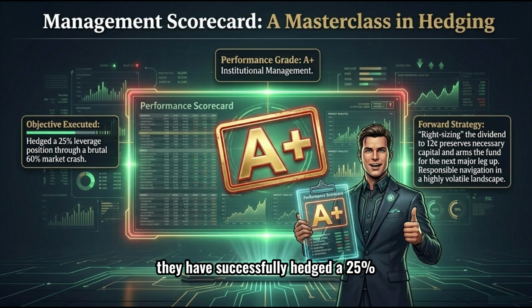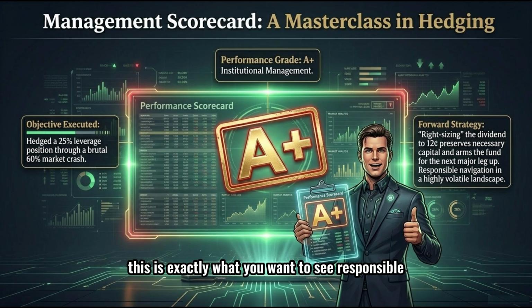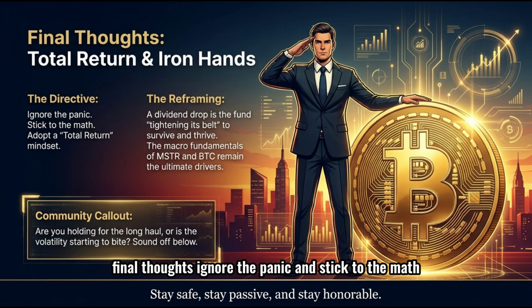They have successfully hedged a 25% leverage position during a 60% market crash. That is an A+ performance in any book. By right-sizing the dividend to 12 cents, they will preserve the fund's capital and prepare it for the next leg up. If you are a long-term macro investor, this is exactly what you want to see: responsible management navigating a volatile landscape. Final thoughts. Ignore the panic and stick to the math.